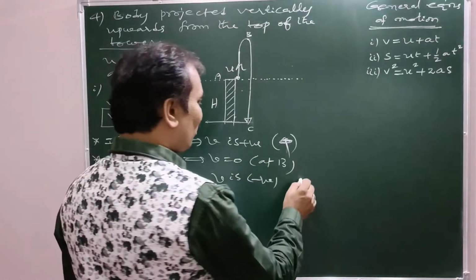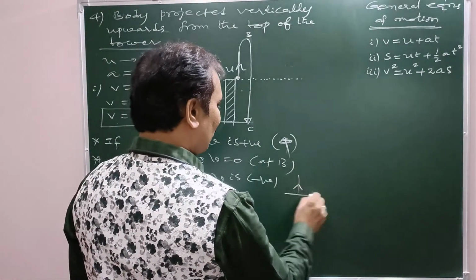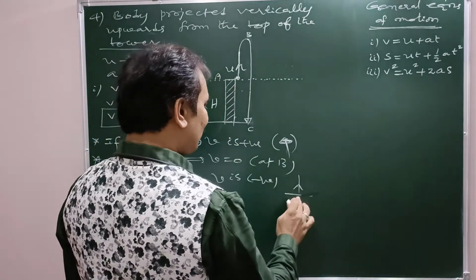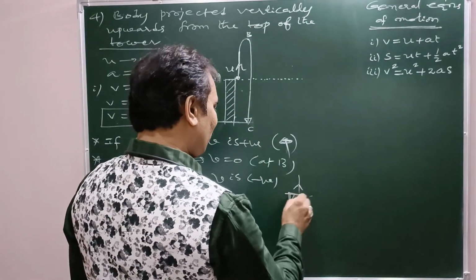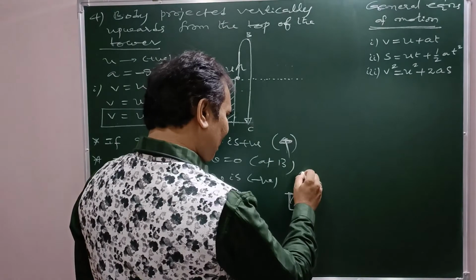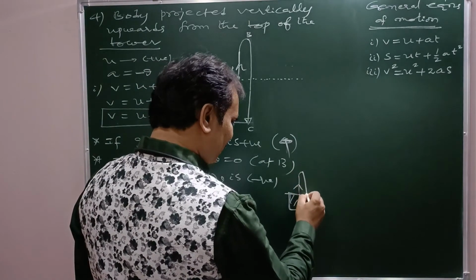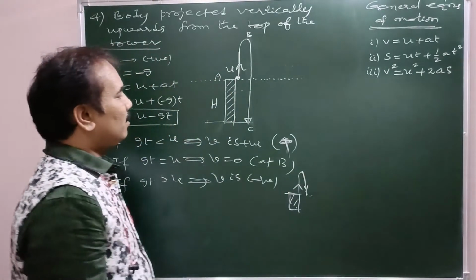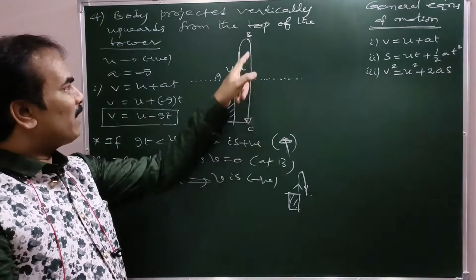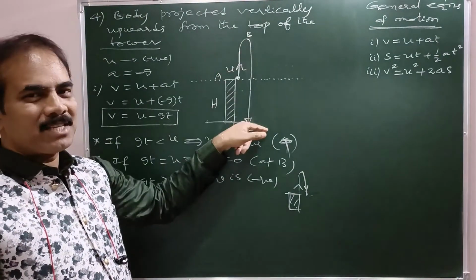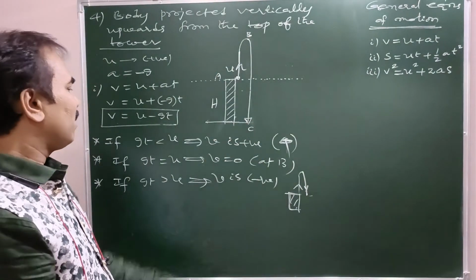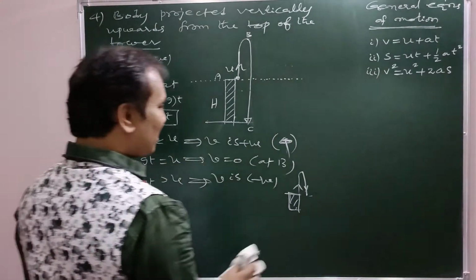See like that. The body is going up, right? From here the body is going up, and again crossing the highest point like that. Crossing the highest point, right? So the body lies between B and C. So between B and C, v is negative. So the body lies between B and C like that.